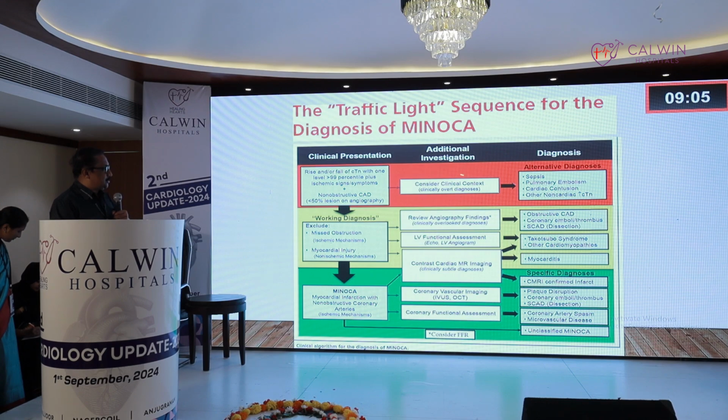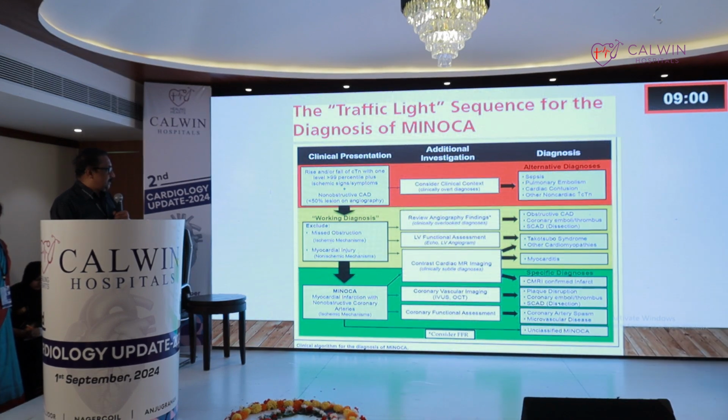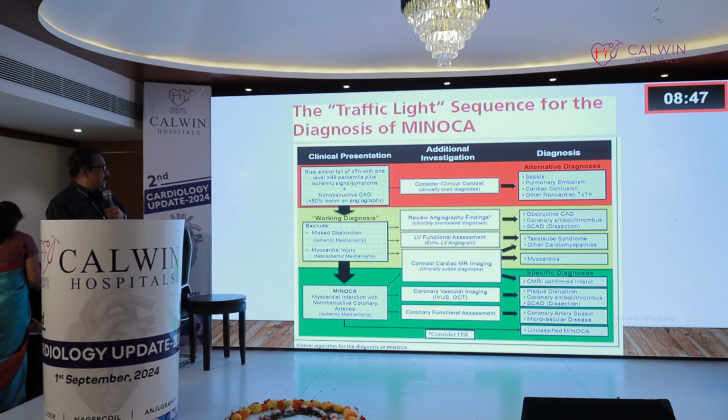Basically, the red constitutes the ruling out of MINOCA, and the green is where you have a high likelihood of a diagnosis. So when you have the typical myocardial infarction presentation, a rise and fall of troponins, at least one value more than the 99th percentile, and associated with a less than 50% epicardial lesion, you look at the clinical context. Look at other associated factors like sepsis, pulmonary embolism, any cardiac contusion. If that is there, then that rules out any need for further investigation.